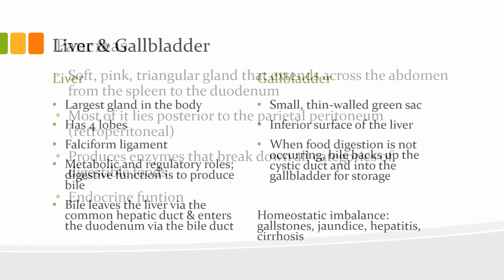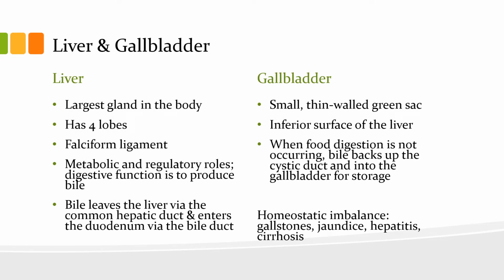The liver. The largest gland in our body, located under the diaphragm, more to the right side of the body. It overlies and almost completely covers the stomach. The liver has 4 lobes and is suspended from the diaphragm and the abdominal wall by a delicate mesenteric cord called the falciform ligament. The liver has many critical metabolic and regulatory roles, but its digestive function is to produce bile. Bile leaves the liver through the common hepatic duct and enters the duodenum through the bile duct.